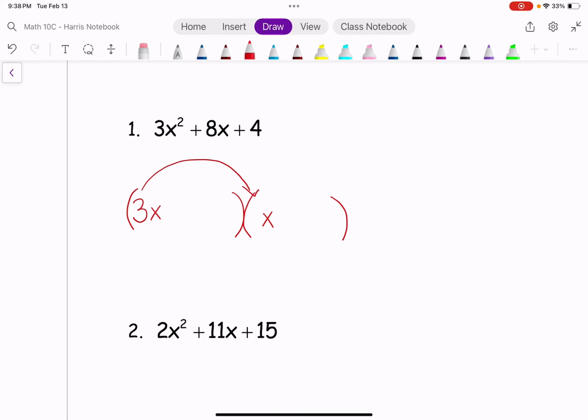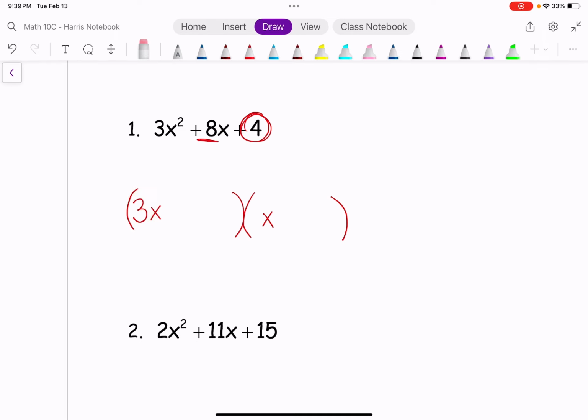3x times x I know is going to give me a 3x squared. Perfect. Okay. Before, I was having to deal with what are my factors of 4 and the same two numbers that are going to add to get to 8. But now because I have this 3 here, when I'm multiplying out, it has to multiply by 3, at least one of the numbers. Okay, so it's not going to be as nice.